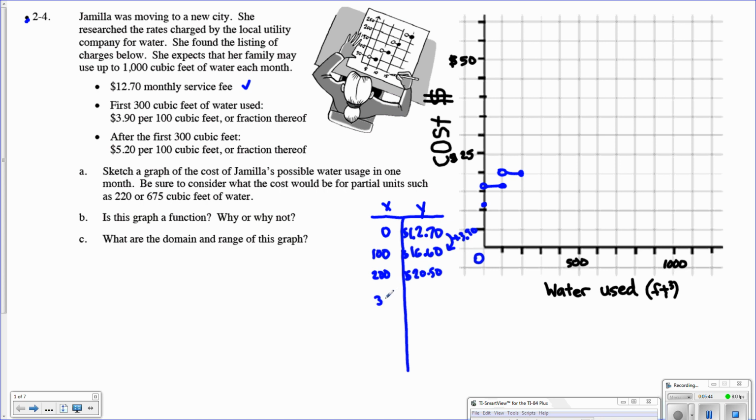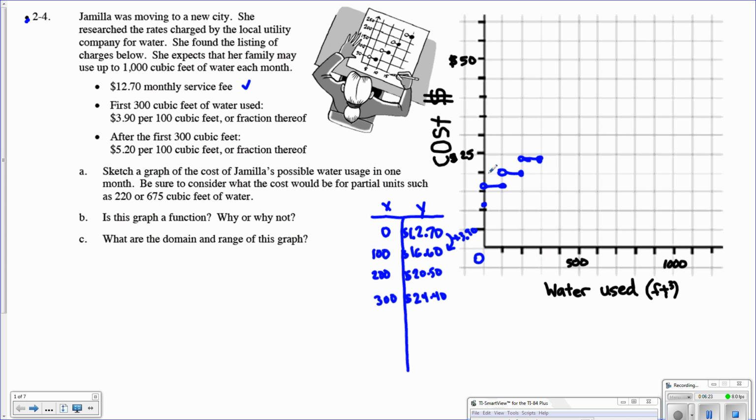Anything from 200 up to 300 cubic feet, we're going to end up with another $3.90 charge. So that's going to give us, I think, $24.40, I believe is what that is. So $24.40. So that'd be just about right here. Once again, an open circle, because we've already gotten the charge for exactly 200. And we run it across here. Closed circle over here. So that's up to 300 there.